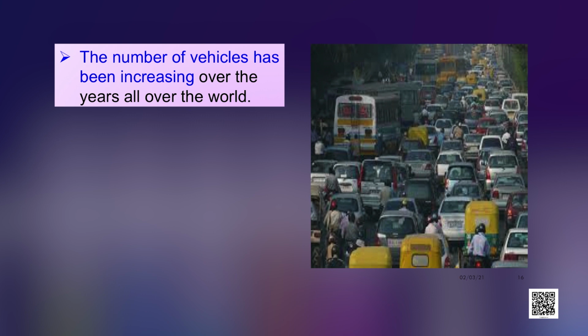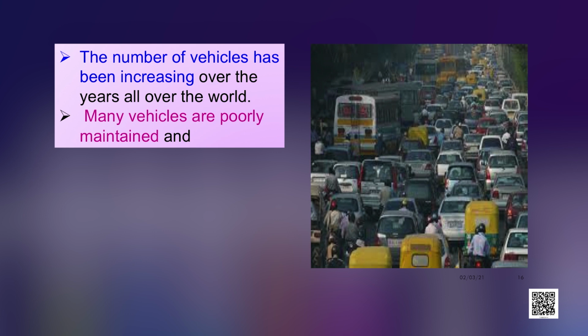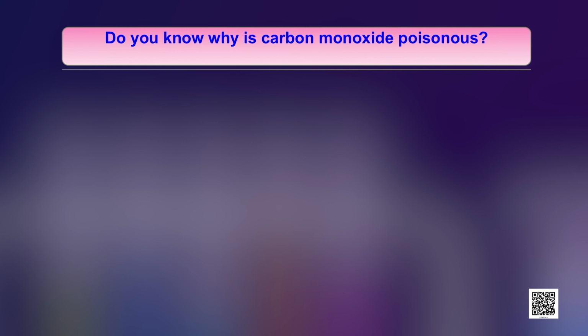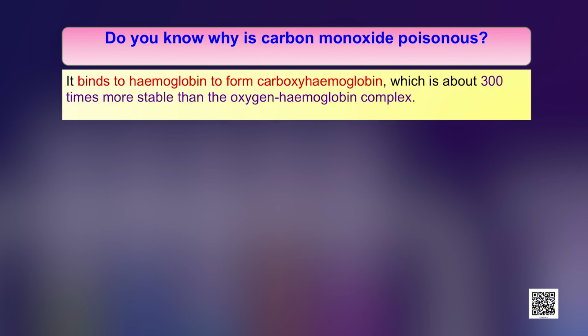The number of vehicles has been increasing over the years all over the world, and many vehicles are poorly maintained, and several have inadequate pollution control equipments, resulting in the release of greater amount of carbon monoxide and other polluting gases. Do you know why carbon monoxide is poisonous? It binds to hemoglobin to form carboxyhemoglobin, which is about 300 times more stable than oxygen hemoglobin complex.